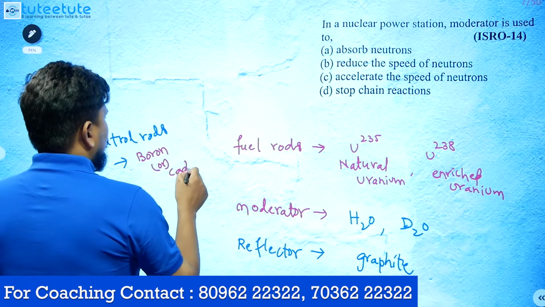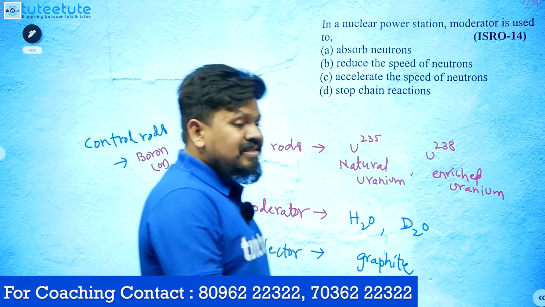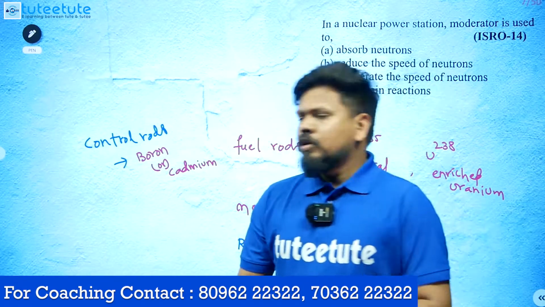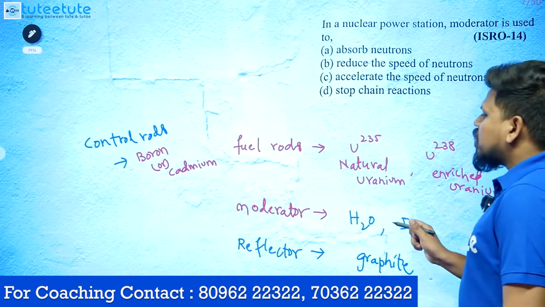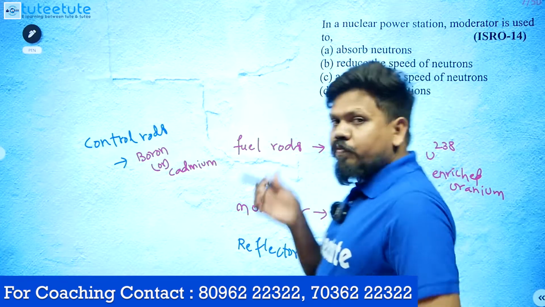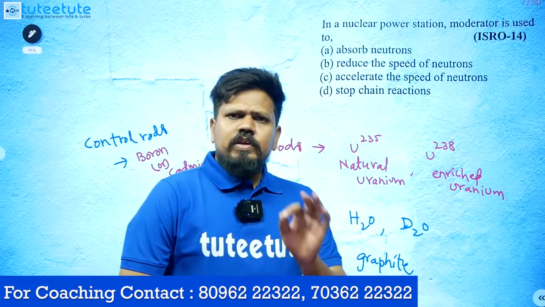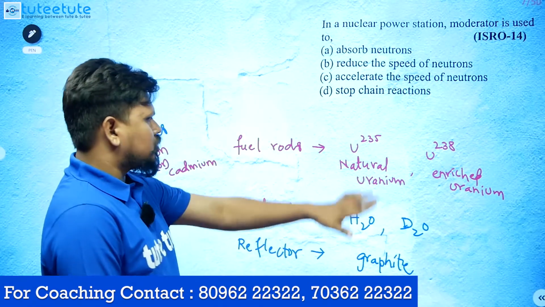Okay, so boron or cadmium we have to use. Those are control rods. Each and every thing is one of the previous bits, whatever you are seeing. So what is the moderator, what is the reflector, what are the control rods, what are the fuel rods, what are the fuel cells, like this they may ask. Previously they have asked these questions many times, whatever I am giving.